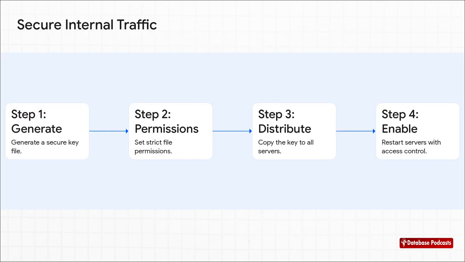So how do we actually get this set up? It's really just a four-step process. First, you generate the key file itself. Second, and this is super critical, you lock down its file permissions so only the database process can actually read it. Third, you securely copy that key over to every server. And then finally, you just restart your servers to make this new security feature active.